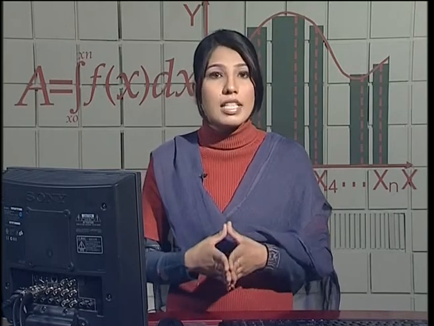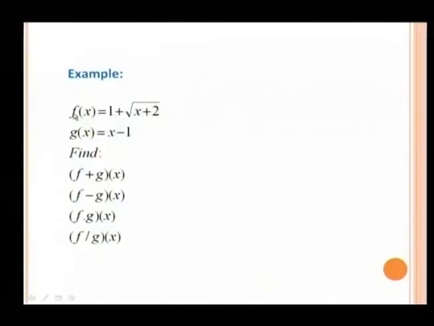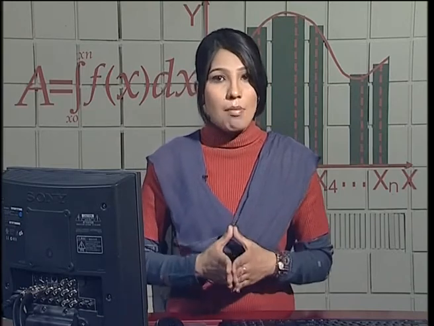Students, now we will consider an example and then we will apply some mathematical operations or formulas on these functions. You can see an example on the screen. If we have f of x is equal to 1 plus under root x plus 2, and as the second function g of x is equal to x minus 1, and we have to find out f plus g of x, f minus g of x, f into g of x and f over g of x. Now you can see the solution of this example on the screen for the sum, difference, product and quotient formulas.